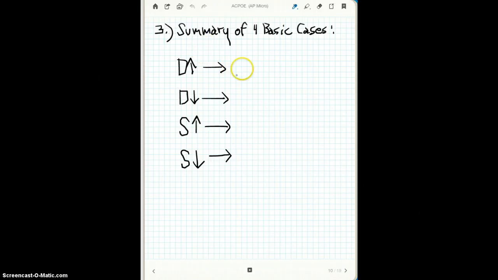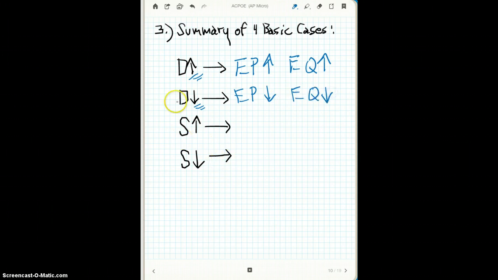Okay, let's summarize. So when demand increases or decreases, we know that equilibrium price and equilibrium quantity move in the same direction as that change in demand. So that's kind of easy to remember. And these are worth remembering.